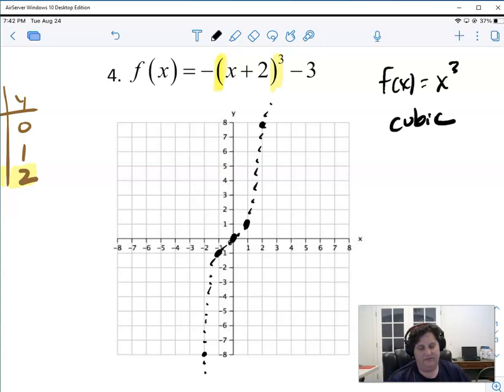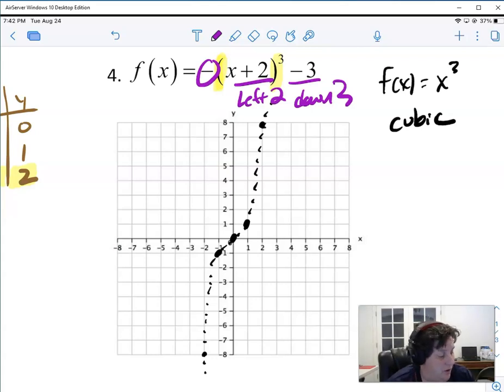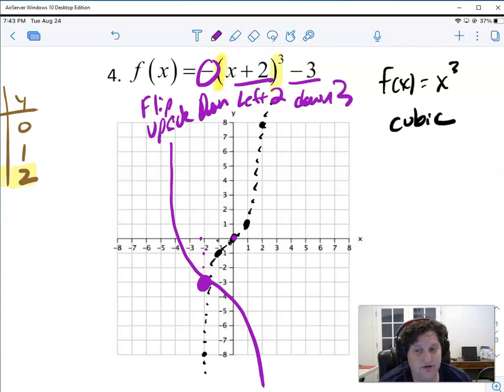Okay, I'm just going to dot it because I got to move this thing all over the place now. So here's what I'm going to do. I'm going to move it left 2, down 3, and the negative in front tells me to do what? That tells me I'm going to flip it upside down, okay? So I'm going to take this point, I'm going to move left 2, down 3, and upside down. Now, you guys, if I was just making a sketch, I would just go like that. And that's a decent sketch, all right?